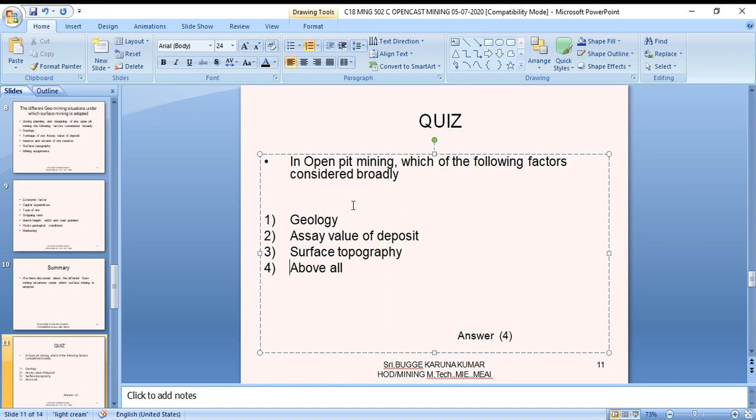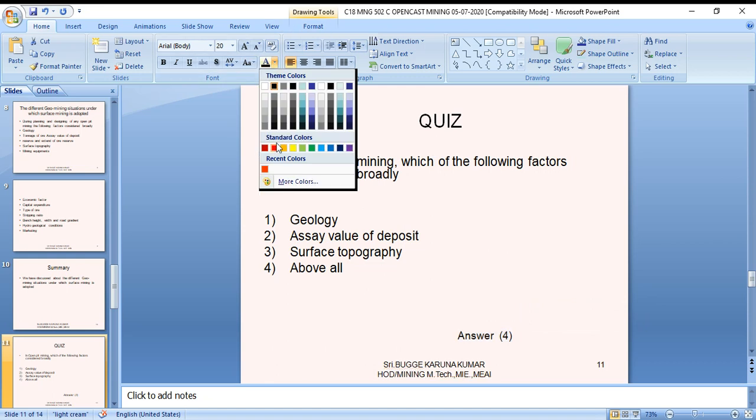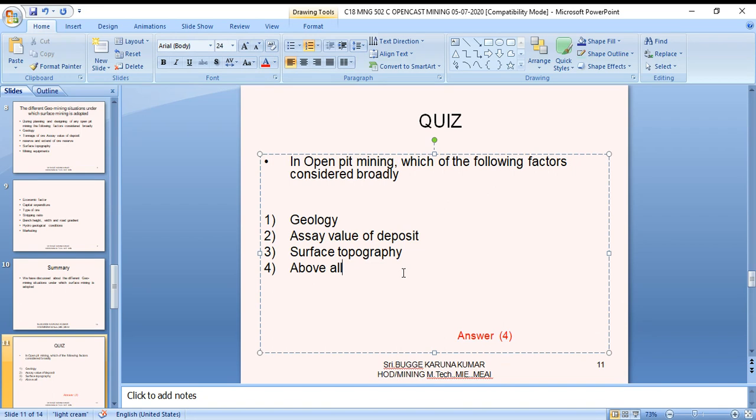As per our lesson, we see all the factors are there. The geology you have to consider. The SA value of the deposit you consider. Surface topography also you consider. So the answer for this question is the fourth, all of the above. Such types of quiz questions, also try to prepare for attending the forthcoming ESET examination or your competitive examinations.